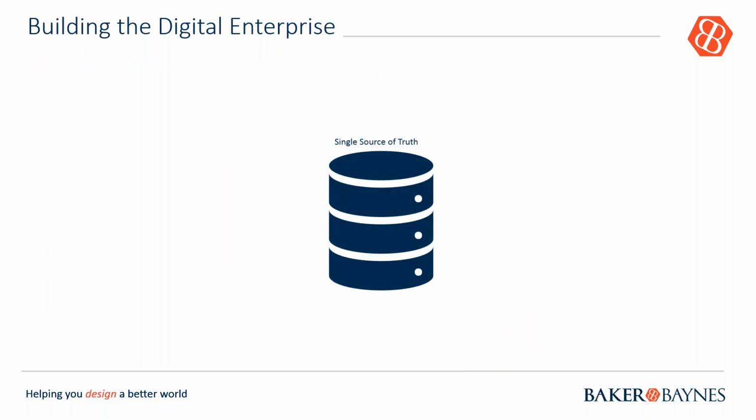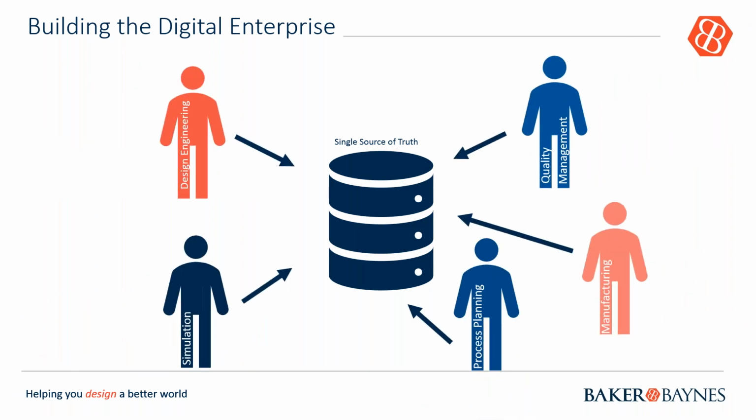And we know that in the age of data, data is very important to all of us. We know that having the single source of truth, where it's all combined from different aspects or different environments in the manufacturing process, is key. So it could be the design engineers, quality management, manufacturing, process planning team, the simulation team, all need to feed back into the same area of data, or consume the same data downstream.